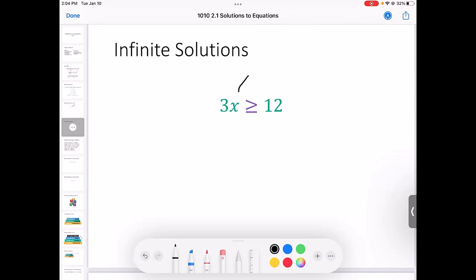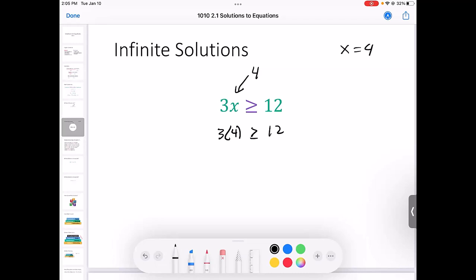Okay, yep, because I could put in a 4, and if I put in a 4, I get 3 times 4, which equals 12, is greater than or equal to 12. So 12 is greater than or equal to 12. That's a true statement because they're equal. And so 4 would be a solution. So I'll write that down. Are there any other solutions?